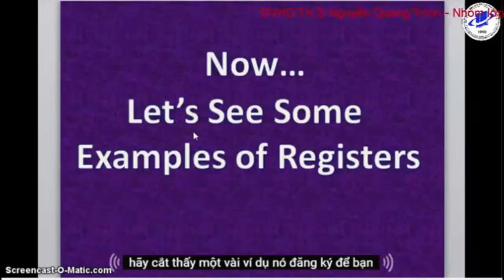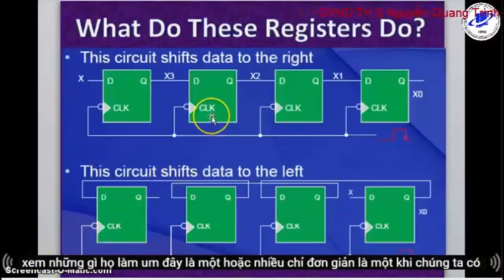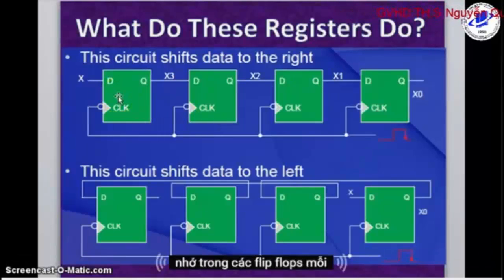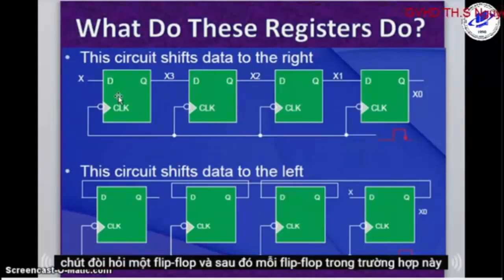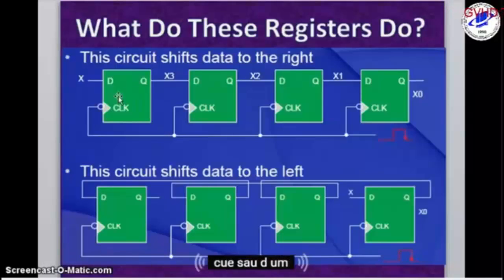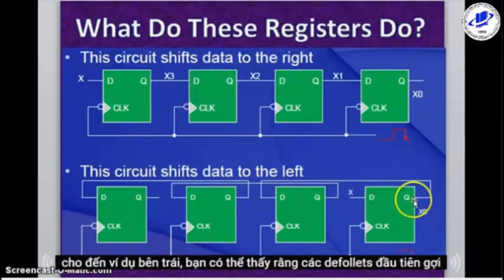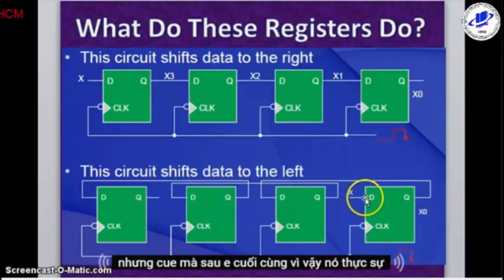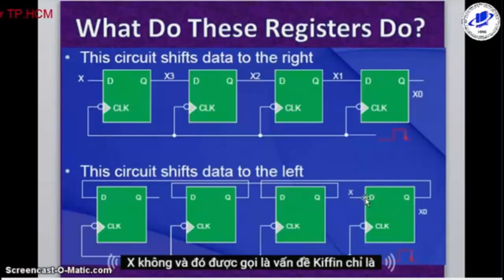Now let's see a couple examples of registers in order to see what they do. These are one of the simpler ones. Remember, in these flip-flops, each bit requires a flip-flop, and in each flip-flop, in this case, Q follows D. Of course, in the shift to the left example, you can see that the first D follows Q, but that Q follows the last D. So it's really not that complicated of an issue.